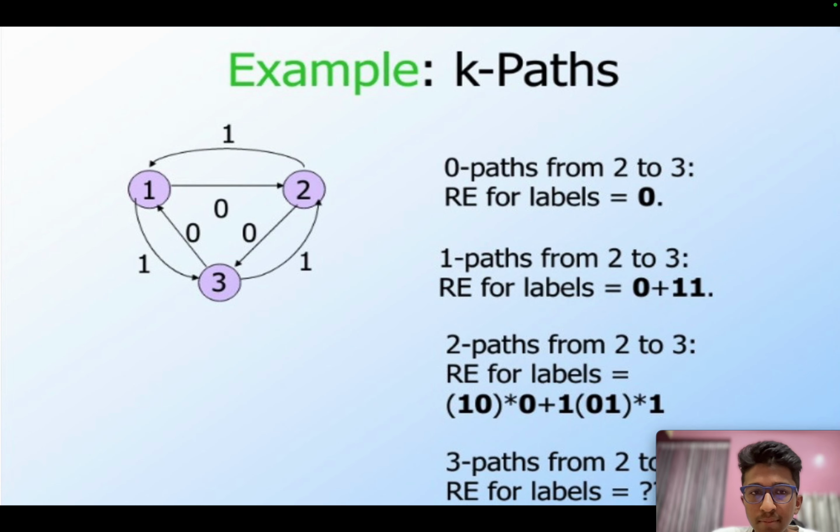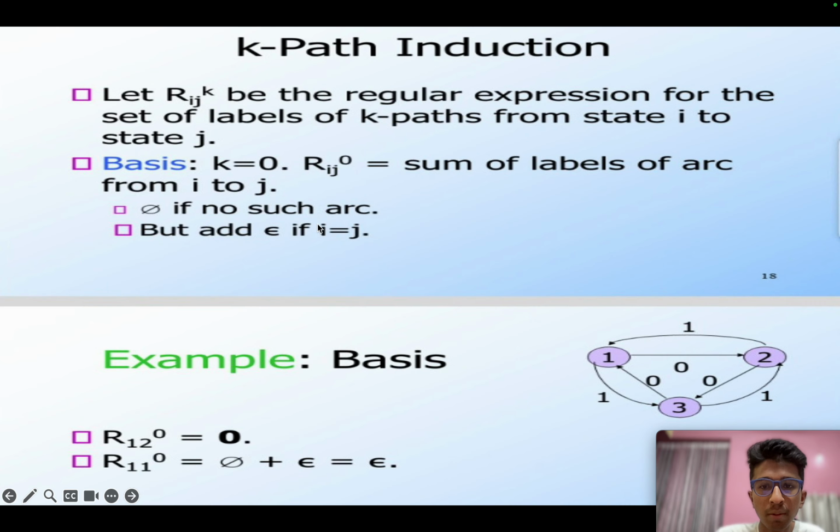Then we have an example for the k-path algorithm. We can see in this diagram the 0 path from 2 to 3 is 0. Then we have one path from 1 to 2. The path from 1 to 3 is 0 plus 1 1. There are two paths. Like this we can see the different paths. So like I discussed, 2 power k, let R power k be the regular expression for the set of labels of k-paths.